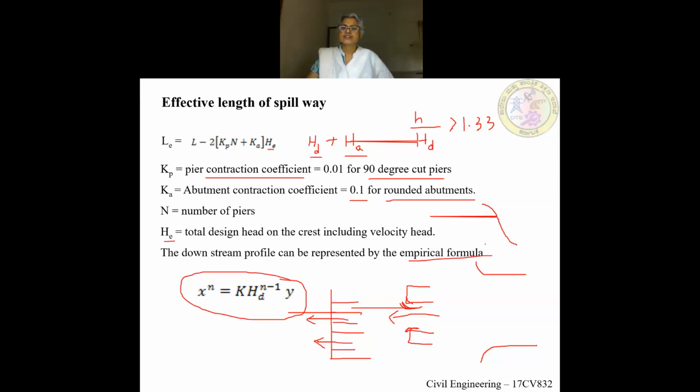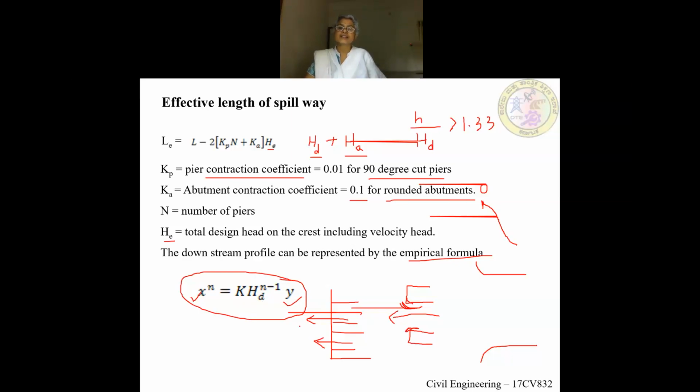If you consider the crest top as origin 0, then for different values of x, you can find out the different values of y. So x and y are the coordinates of the profile of the spillway. So therefore, x to the power of n is equal to K into HD to the power of n minus 1 into y. This is the empirical formula which you have to remember.